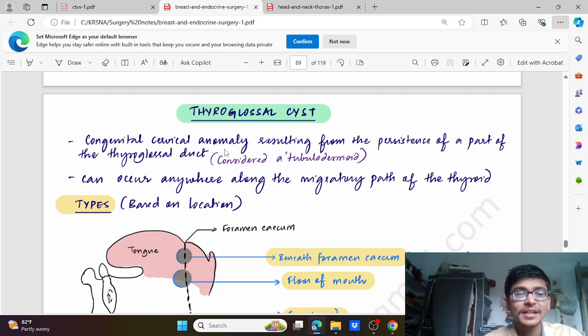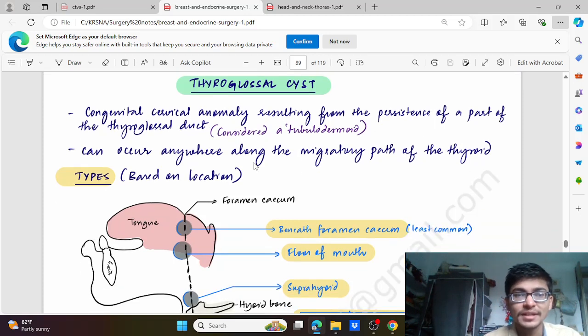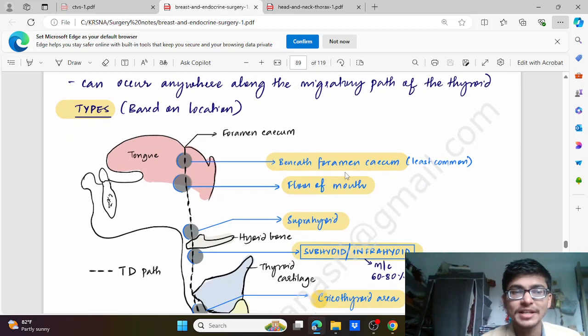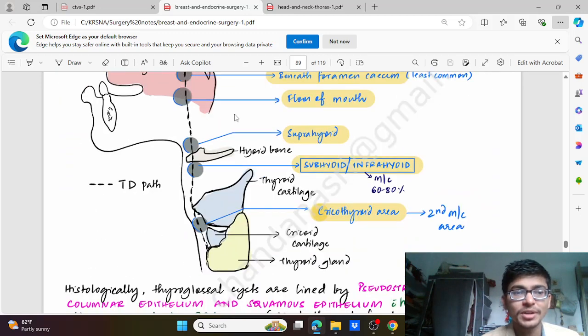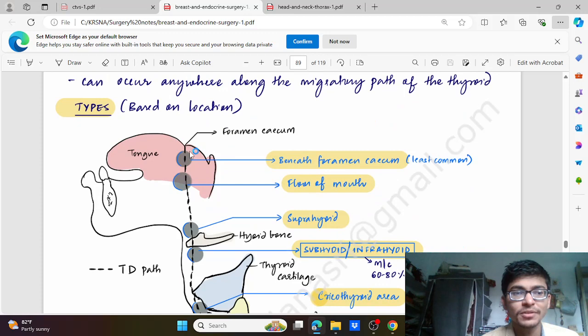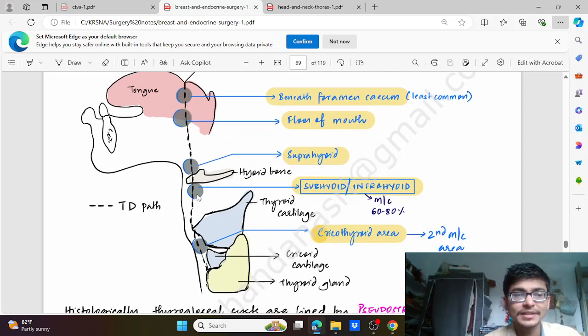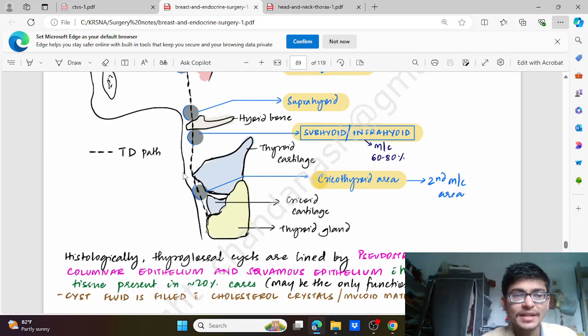It is a congenital cervical anomaly with persistence of the thyroglossal duct, as you have seen. It is considered a tubulodermoid and can occur anywhere in the migratory path of the thyroid, as we have seen and will see in detail. Based on the location, it is divided into types, starting from just below the foramen cecum, which is the least common. Then we have the floor of mouth. Then suprahyoid. Then subhyoid or infrahyoid, which is the most common site of these thyroglossal duct cysts. Then it can trace down up to the thyroid near the cricothyroid area, which is the second most common.